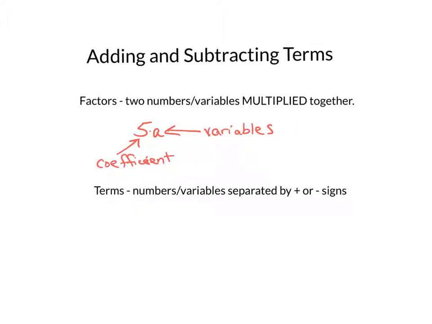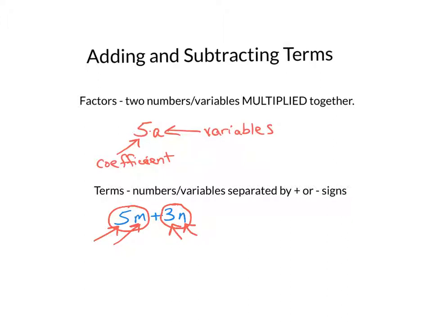Terms, on the other hand, are numbers or variables that are separated by addition or subtraction signs. For instance, if you have 5m plus 3n, 5m is a term, 3n is a term. Now, in this term, 5m, once again, I do have a coefficient. I also have a variable. And the same with term 3n. 3 is the coefficient and n is the variable.